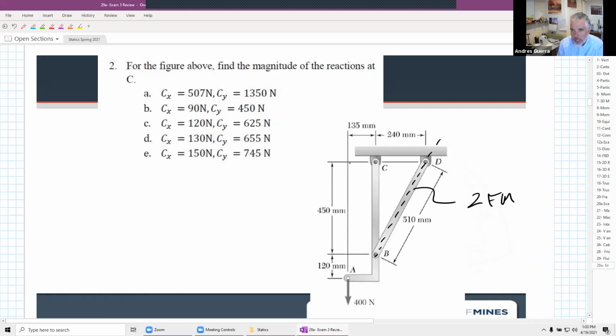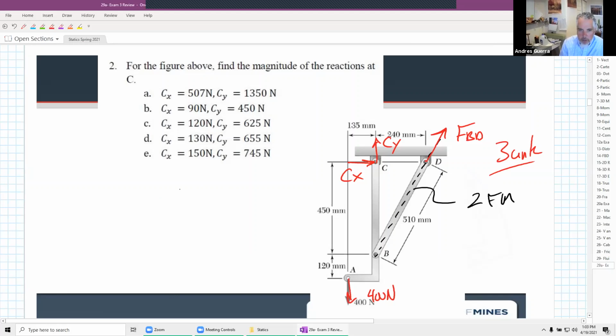If we did the whole thing, we would do a CX and a CY, which is what it's asking us for. Even though this is a pin, because this is a two force member, I'm going to draw it this way in the FBD. And then we have our 400 newtons going straight down. That one has three unknowns, and we can solve for those with our three equations of equilibrium.